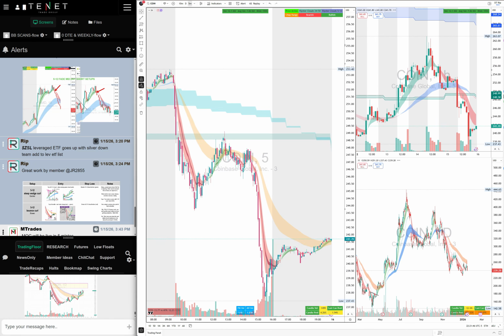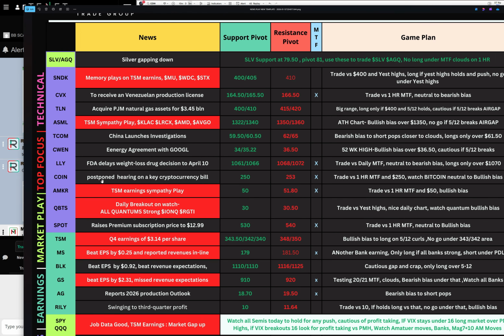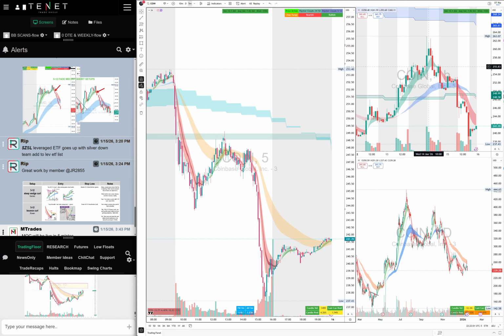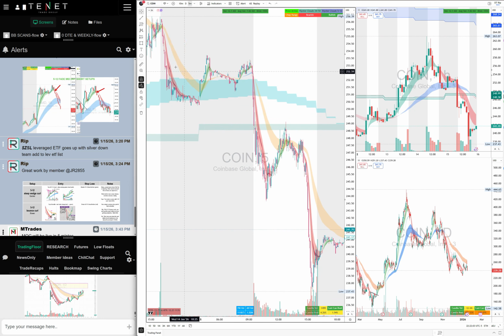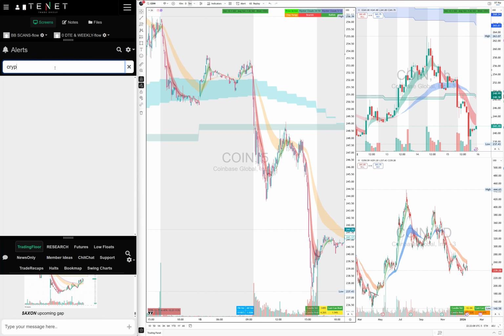Okay, so what was the plan in the pre-market? The plan in the pre-market was pretty clear on Coin. Senate postponed the hearing on a cryptocurrency bill. That's why crypto was sweeping. Whenever there's big news, you always need to pay attention, right? 250 level, 253. There's also an MTF cloud here. As soon as it breaks it, you just need to short it. You just need to short it.